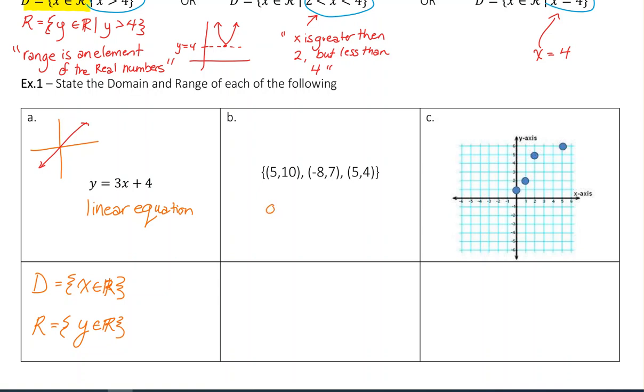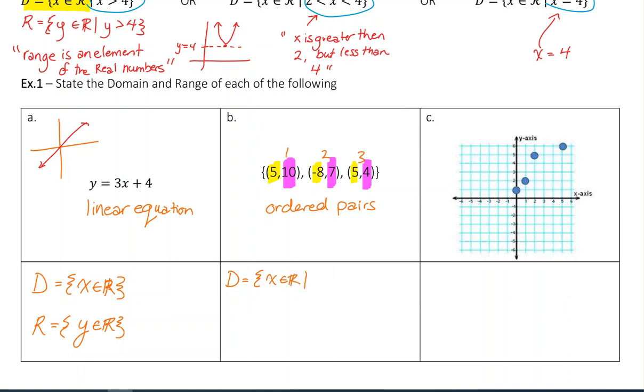Next, we have a list of ordered pairs. The question gives us 3 points, and those are the only 3 points that exist in this relation. Something I like to do is color code or signal the difference between your x and y values. So all my x values are in yellow, and my y values are highlighted in pink. The x values are associated with my domain. So for the domain, again, you start with x as an element of the real numbers.